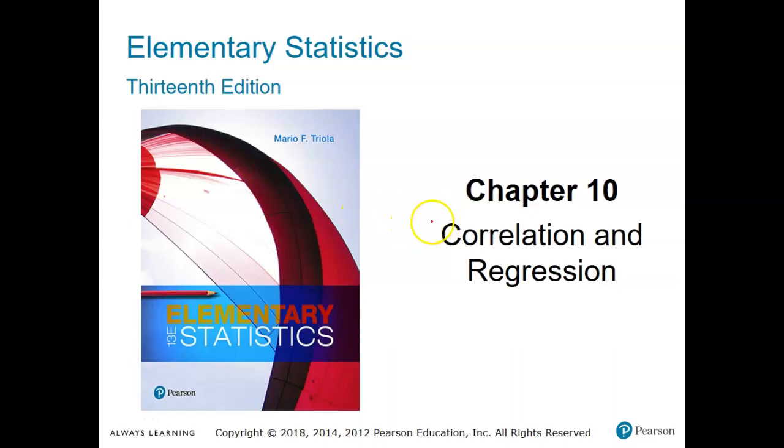Okay, so today is our last day of lecture material. So we will be stopping to review and test and then have a couple days of exam review prior to our final exam coming up. So I'm going to spend this one day in chapter 10 on correlation and regression.